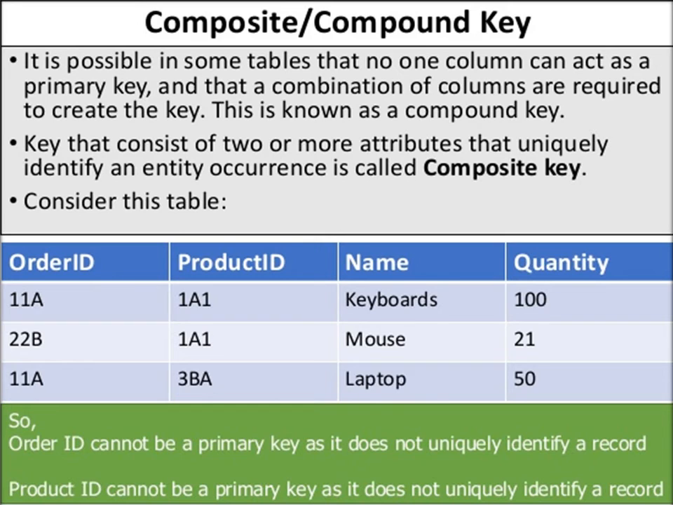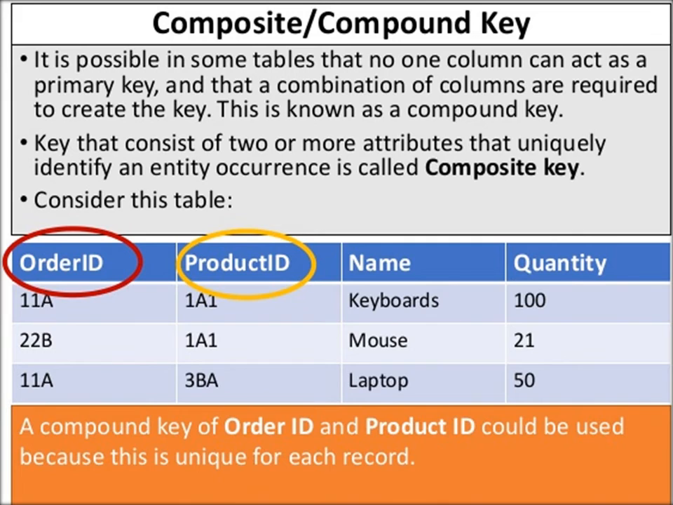Now what is composite key? When with the combination of order ID and product ID, a key is created, this will be the unique key which will identify the record uniquely. This key will be called a composite key. So the compound key of order ID and product ID could be used because this is unique for each record. This means the combination of values in these two fields will be unique for each record.